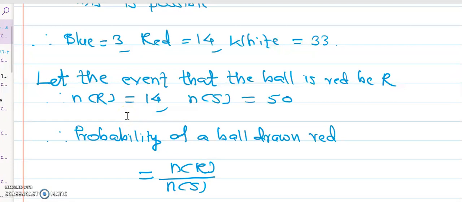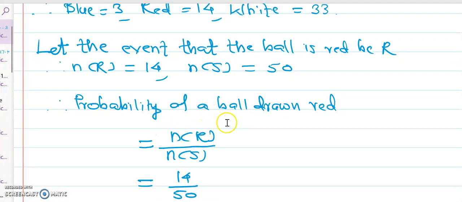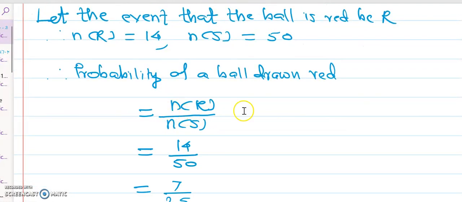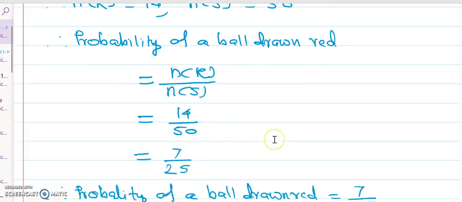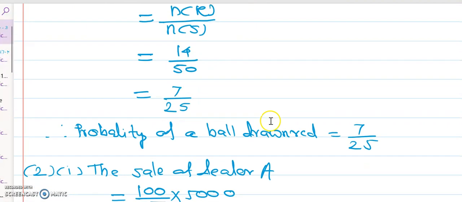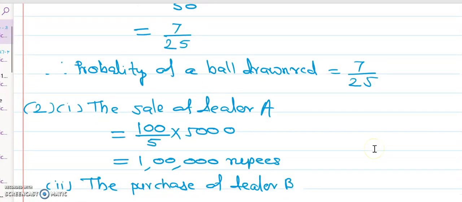Let the event that the ball is red be R. n of R equals 14, n of S equals 50. Therefore the probability of a ball drawn being red is n of R upon n of S, that is 14 upon 50, that is 7 upon 25. Therefore the probability of the ball drawn being red is 7 upon 25. Now the next and last question.